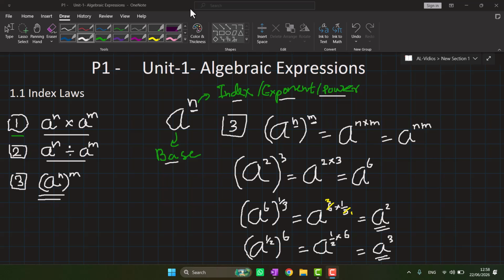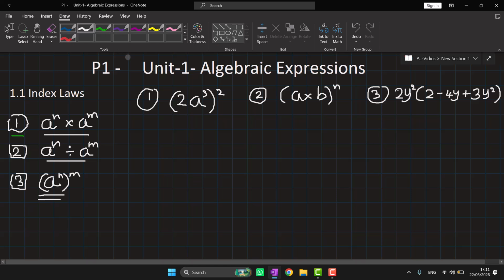That's it. So we'll go through some examples. Okay, first example, 2a cubed raised to the power 2. Here the index of the 2 is not given, so that is 1. So both of these terms should be multiplied by this 2 over here. So 2 to the 1 multiplied by 2 and a cube multiplied by 2.